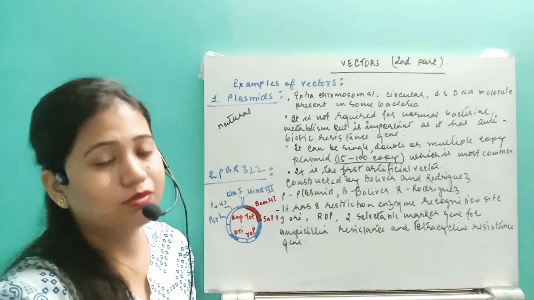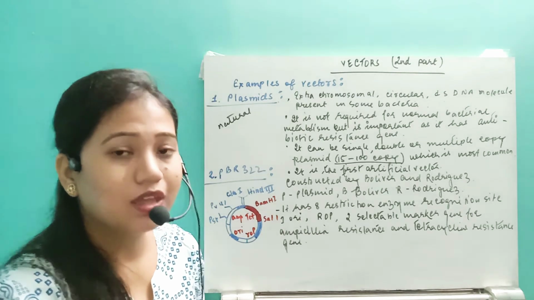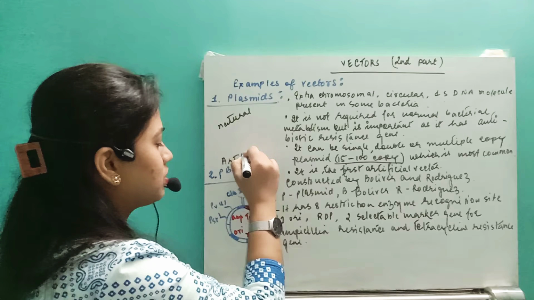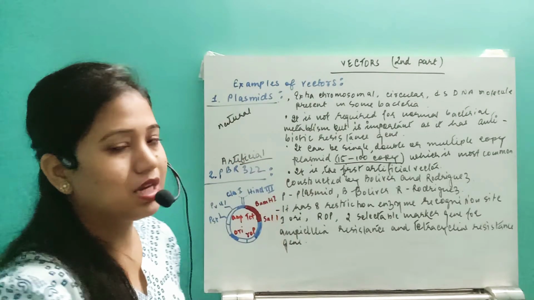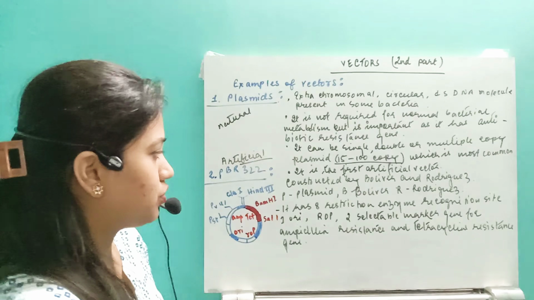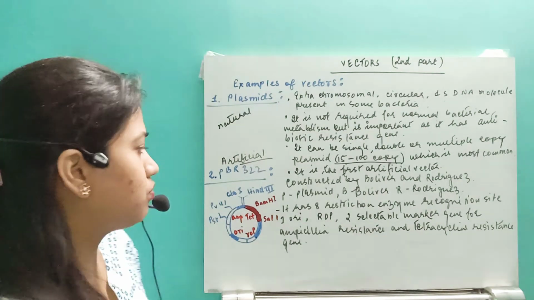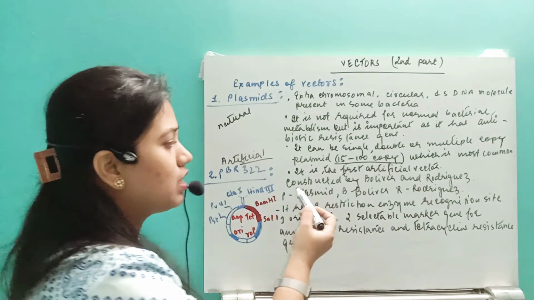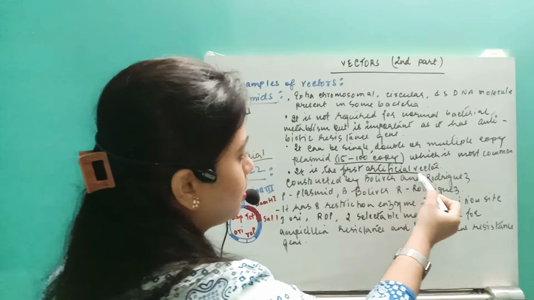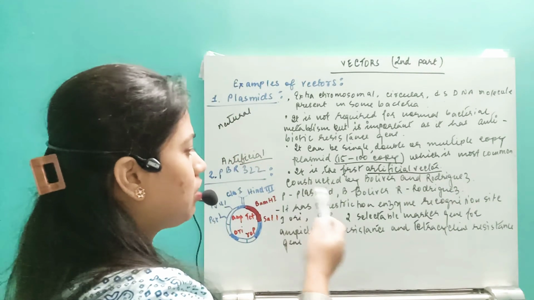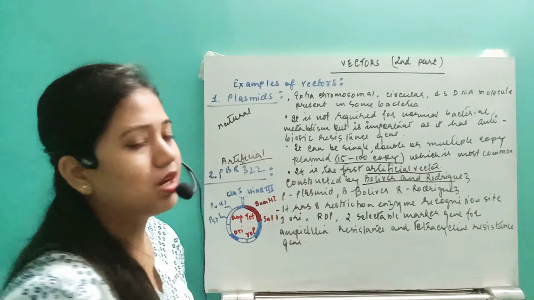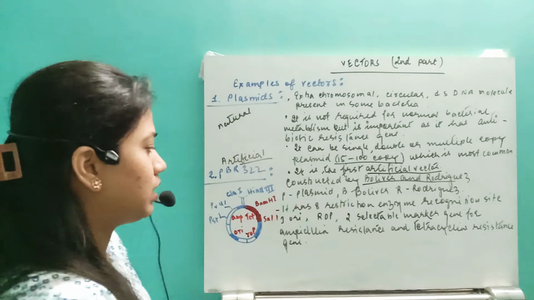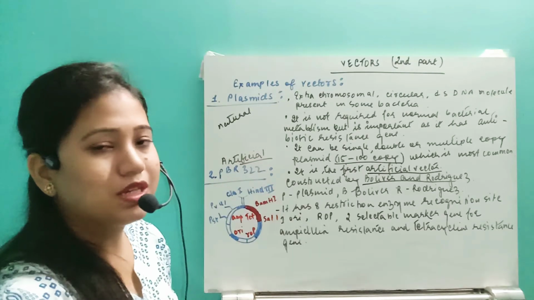But for the first time, the scientists Bolivar and Rodriguez developed the first artificial plasmid, that is pBR322. Remember that, this is very much important. It is the first artificial vector, constructed by the two scientists Bolivar and Rodriguez. According to their names, this plasmid has been given its name.